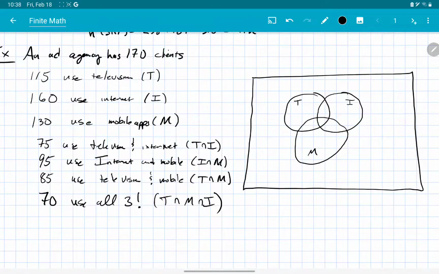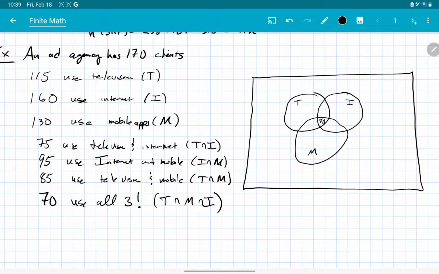Okay. This one is a little bit easier than the last one, I think, even though there's three whole sets involved. That centerpiece that's in all three of them, we've just been told that that's 70. So we put a 70 right there, right?